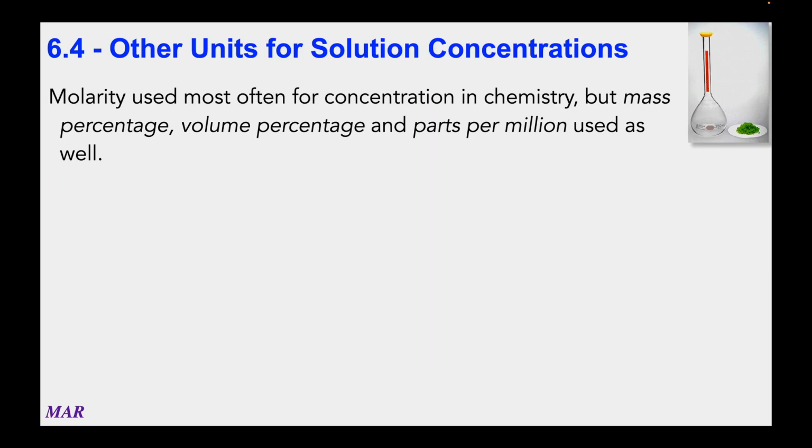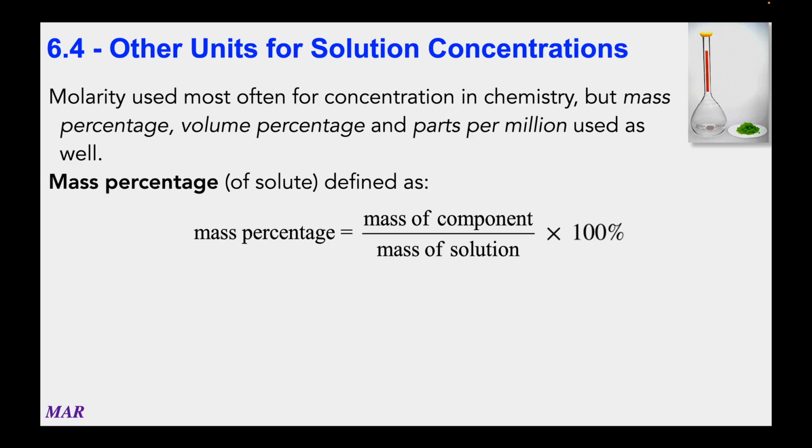There are other kinds of solution concentrations. They're not as common as molarity, but it is worth talking about them. A lot of times with environmental studies, like figuring out contaminants and pollution in the water and in our air, they will use what's called parts per million or parts per billion. Mass percentages are also used sometimes, as well as volume percentages. So let's just briefly look at these and see how they work.